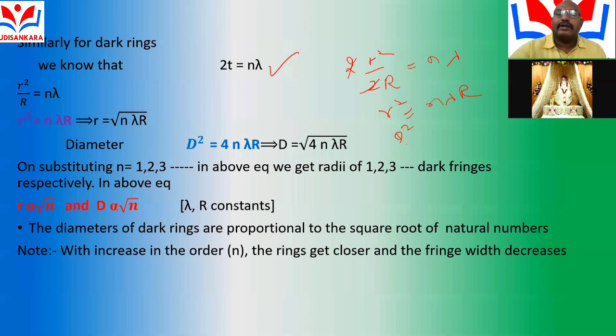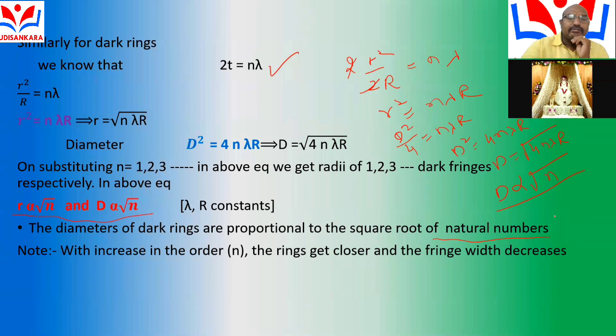So D square by 4 is equal to n lambda R. That is D square is equal to 4n lambda R. So D is equal to root of 4n lambda R, and D is directly proportional to root n, since 4 lambda R is a constant. Substitute n as 1, 2, 3 and so on, the natural numbers. The diameter of the dark band is proportional to the square root of natural numbers.